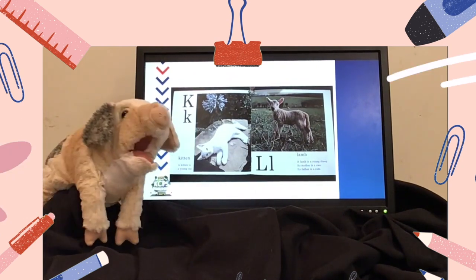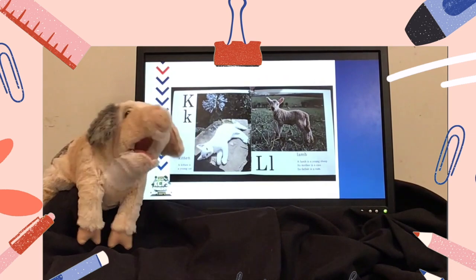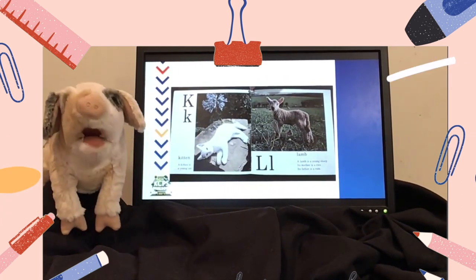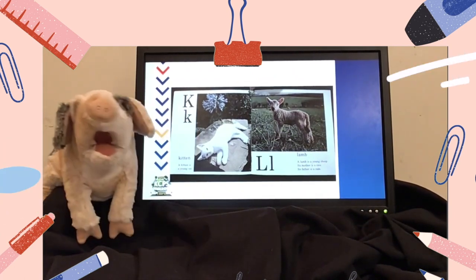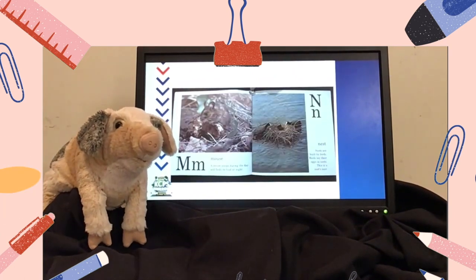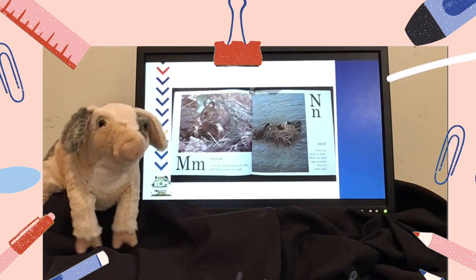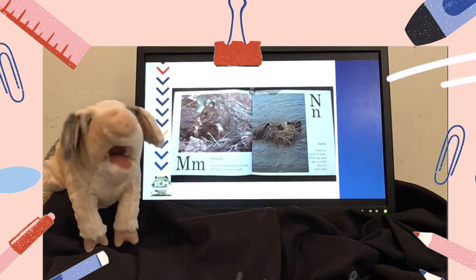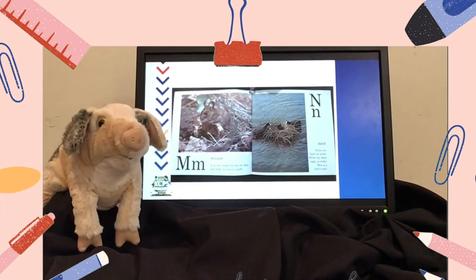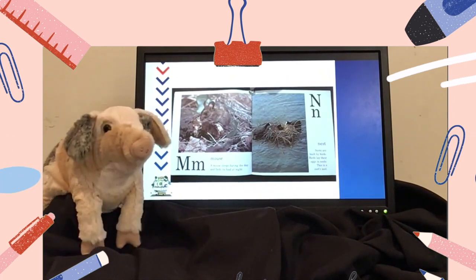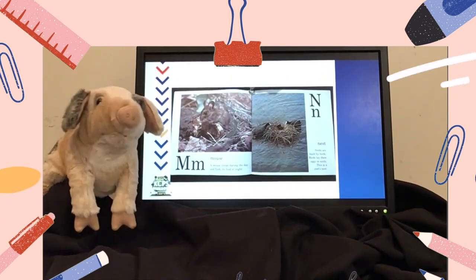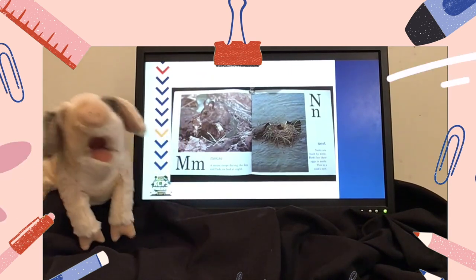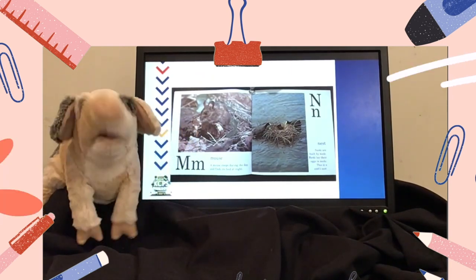L says ooh, like lamb. A lamb is a young sheep. Its mother is a ewe. Its father is a ram. M says mmm, like mouse. A mouse sleeps during the day and finds food at night. N says nnn, like nest. Nests are built by birds. Birds lay their eggs in nests. This is a coot's nest.